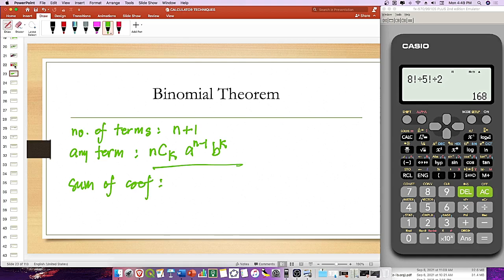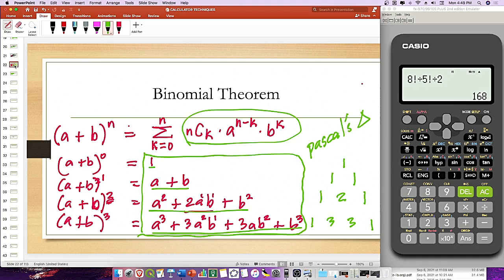How are we going to solve the sum of the coefficient of the binomial terms? Let's go back here. For example, if I have a binomial raised to the power of 1, the sum of the coefficient is equal to 2. If I have a binomial raised to the power of 3, the sum of coefficient is 8.